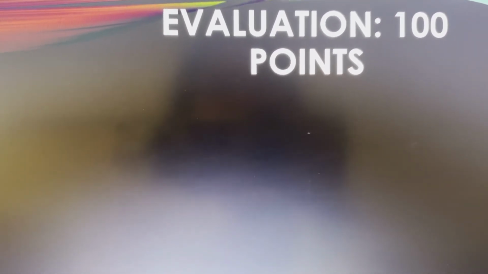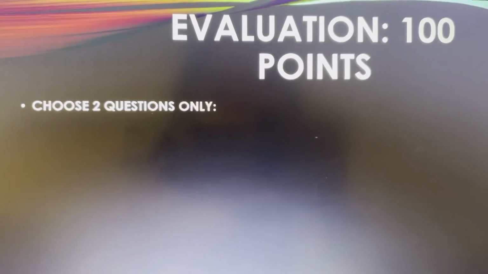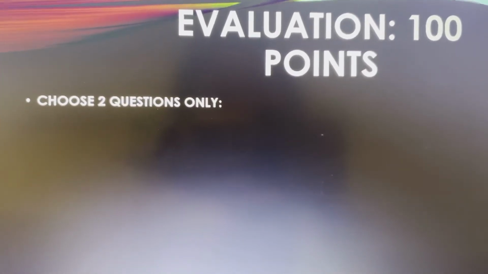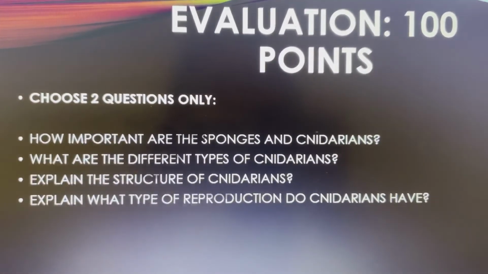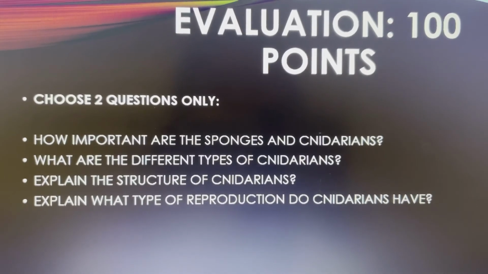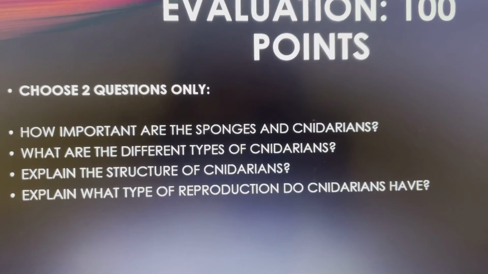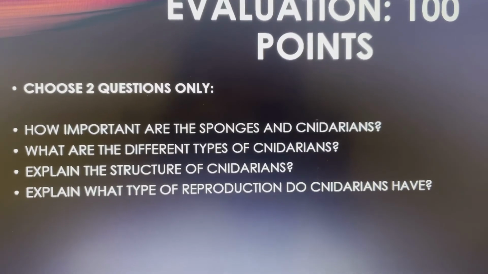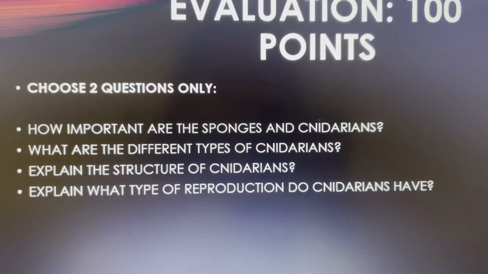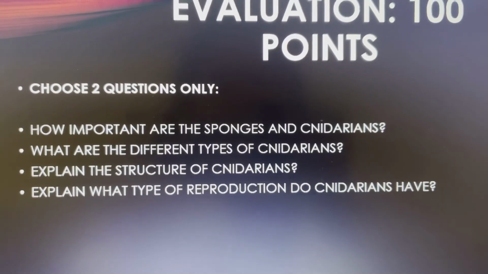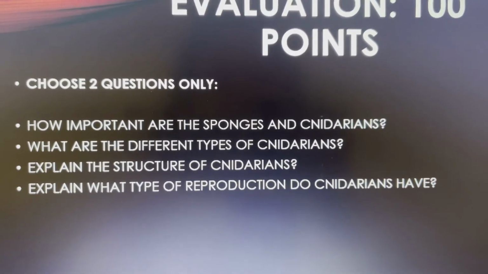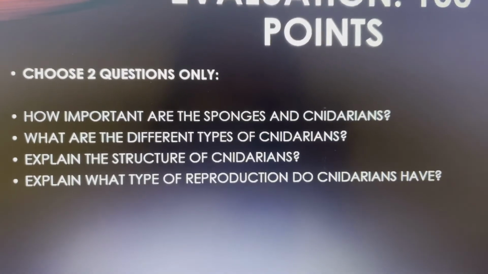Now, for your evaluation, this is good for 100 points. Just choose two questions out of the four questions in here. How important are the sponges and Cnidarians? What are the different types of Cnidarians? Explain the structure of Cnidarians, and explain what type of reproduction Cnidarians have.